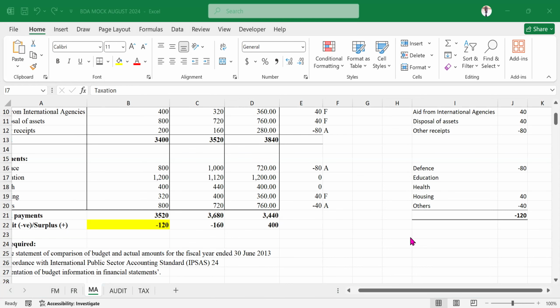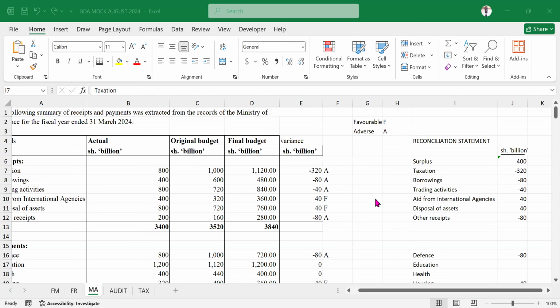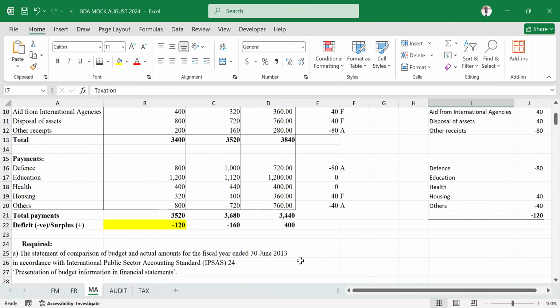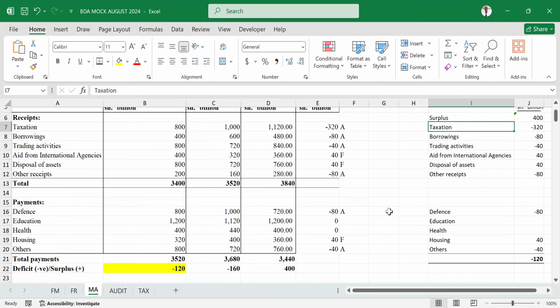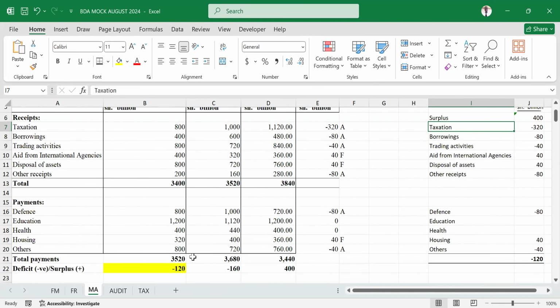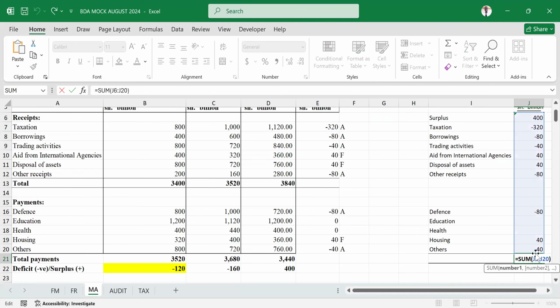Maybe can you put your cursor somewhere to show how you've arrived at the 120? Sorry, I think I missed that. Mosoti. Yes. Which 120? The one that we have under reconciliation? Calculated under reconciliation, yes. Reconciliation is just the net effect of all those variances. Oh, okay. Yes, the net effect.